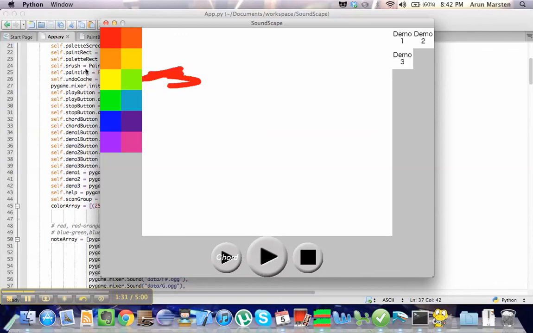red and yellow and blue-green. And these look good together, but it also happens that they sound good together.